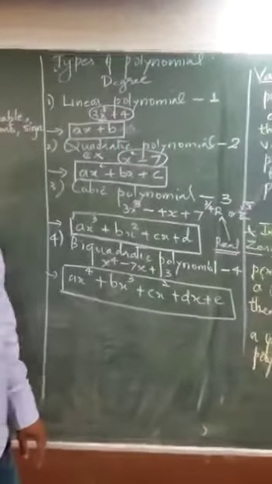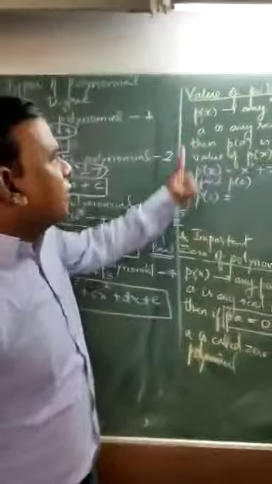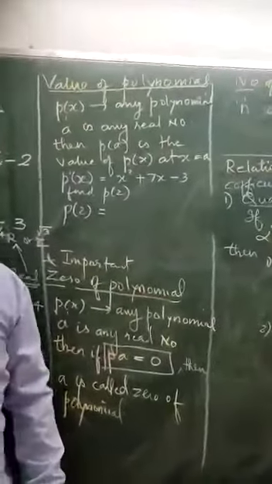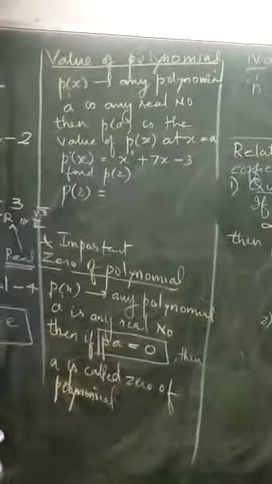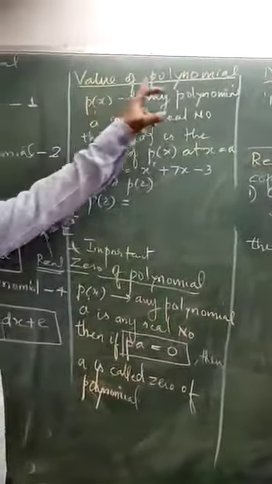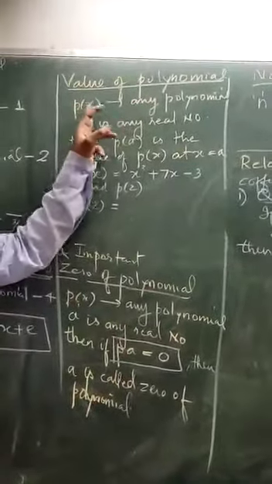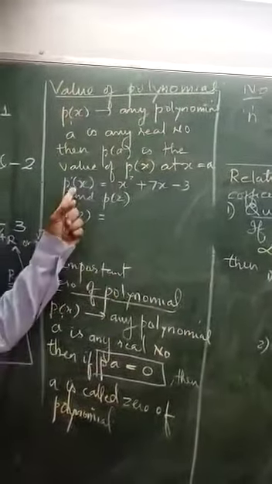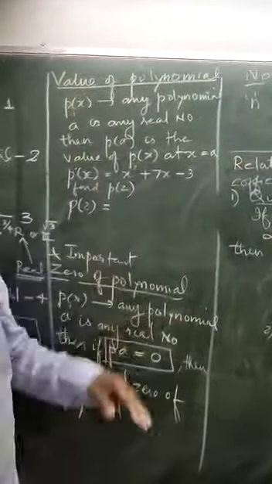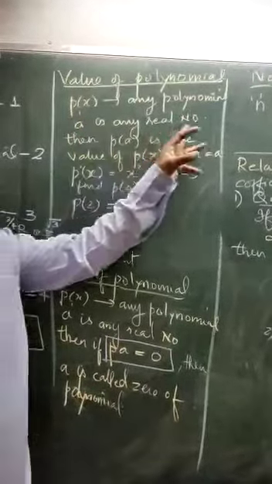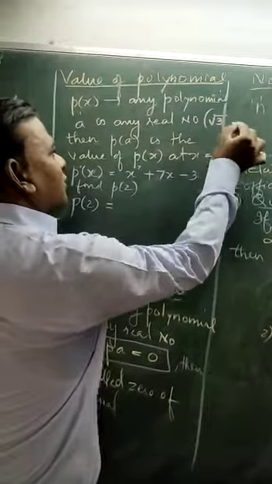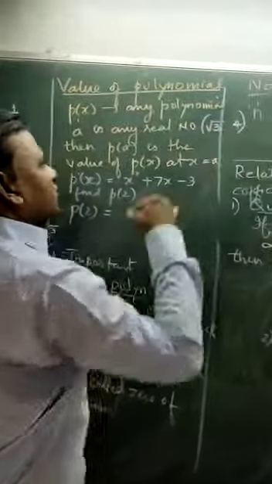The next point in this list is the value of the polynomial. This particular thing you already studied in 9th standard. I just want to recapitulate what you have learned in 9th standard. What is the value of the polynomial? Suppose p(x) is any polynomial. For example, here I have taken x square plus 7x minus 3. Suppose this is a polynomial, and suppose a is any real number. Real number indicates it can be a rational number or an irrational number.